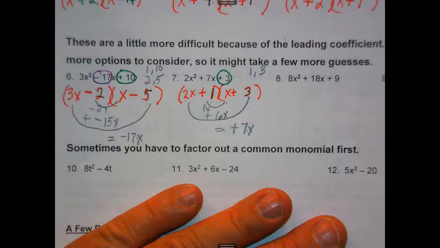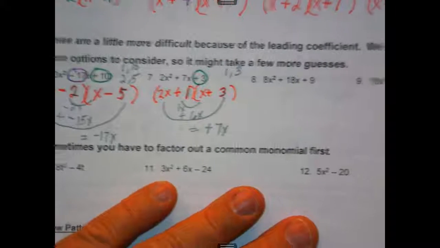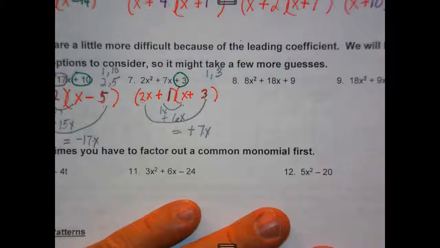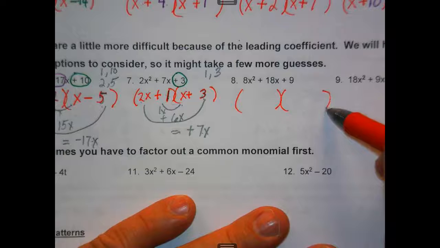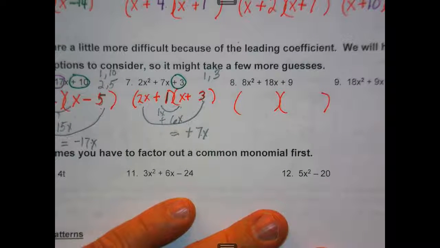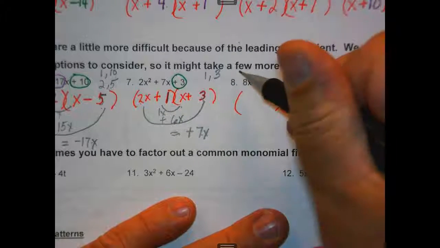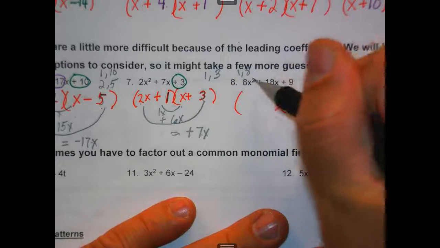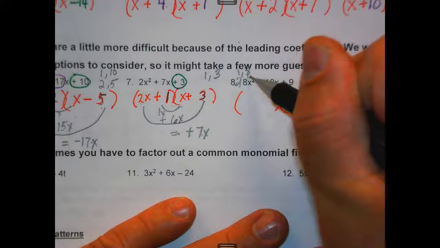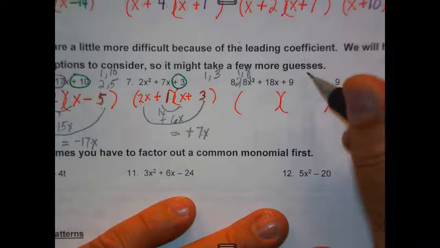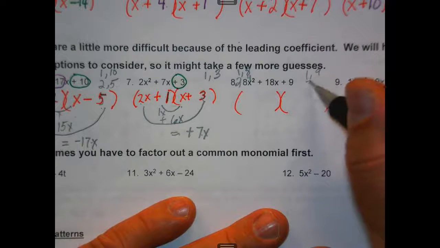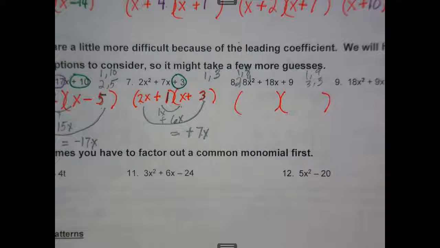Now, 8 starts to even get a little worse, because I have a lot more factors for 8. I have 1 times 8 and 2 times 4. I don't know whether to use the 1 and 8 or the 2 and 4. Plus, the 9, I've got 1 and 9 and 3 and 3. There's a lot of combinations here, right?